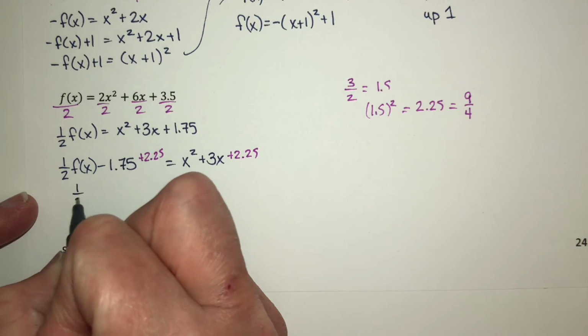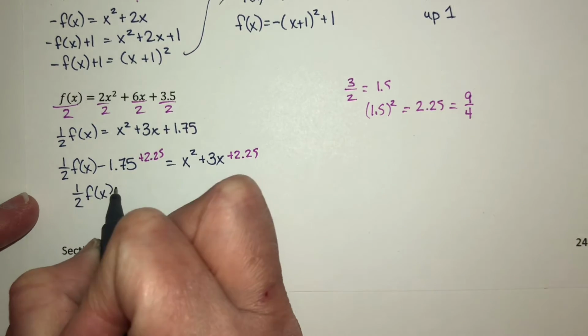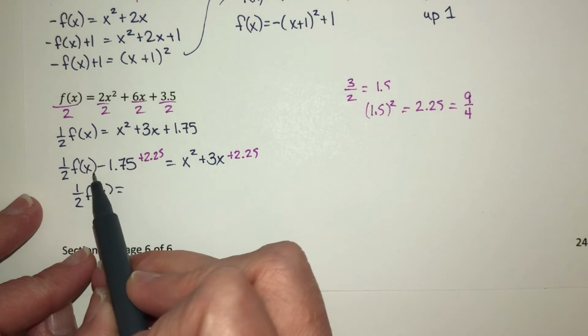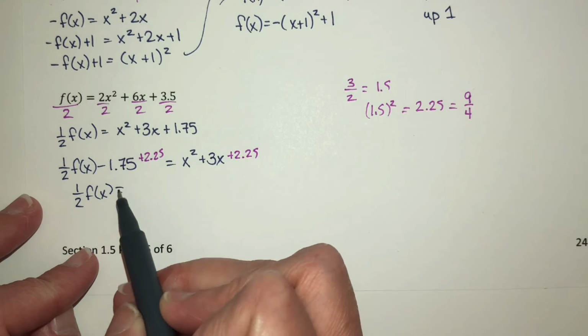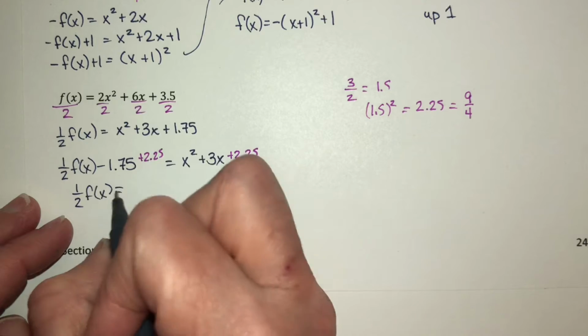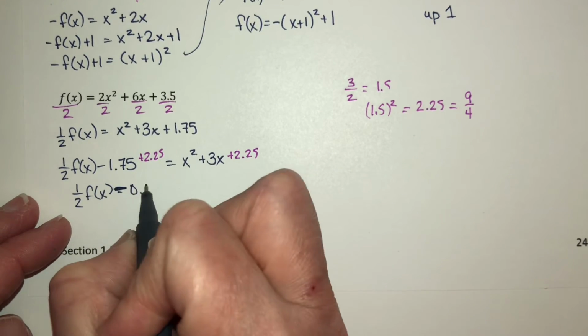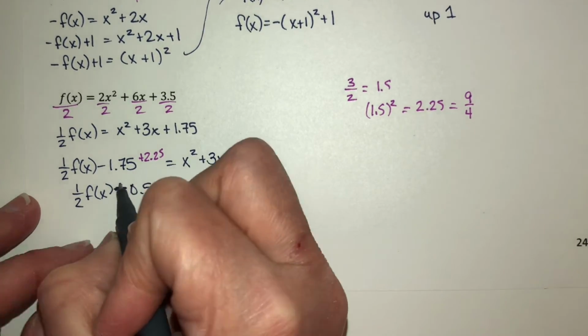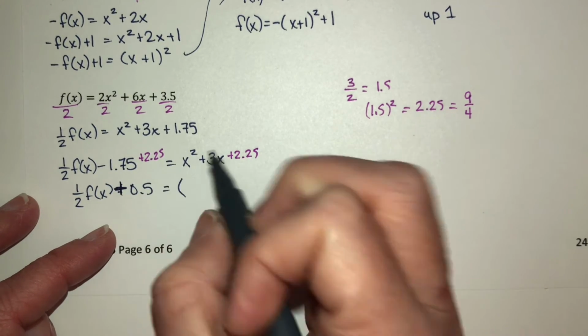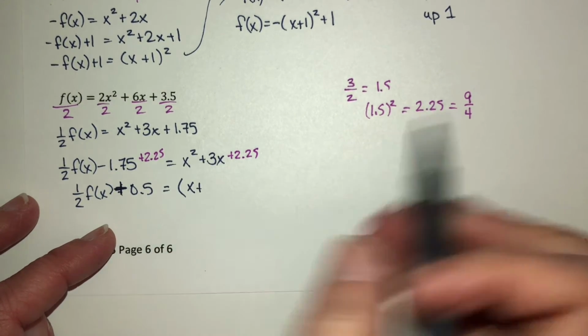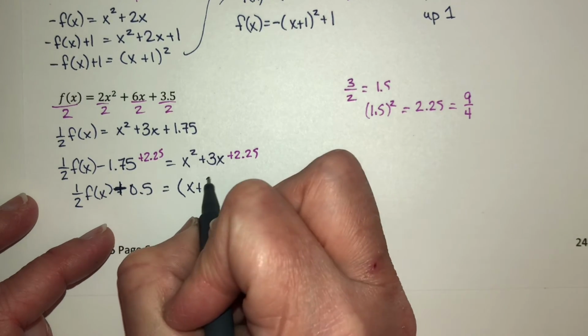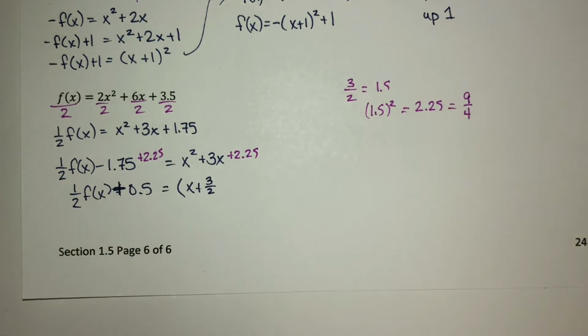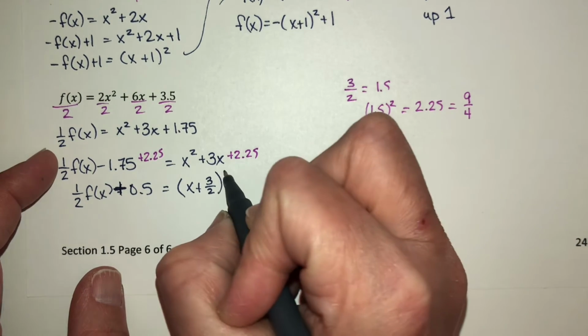Right now I have 1/2 f of x is equal to, if I do negative 1.75 plus 2.25, I get 1/2. So this is minus 1.75 plus 0.5 plus 2.25. And this factors as x plus the square root of this, which would be 3/2. Or you could have it as 1.5. I have a mixture going on right here. It doesn't matter too much. But do pay attention to what my math lab wants because it's picky, a lot more than I am. Squared.